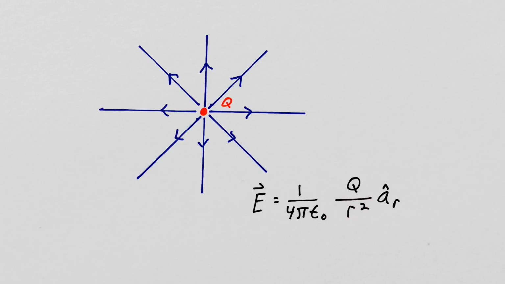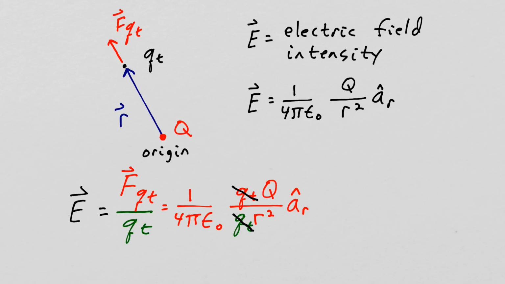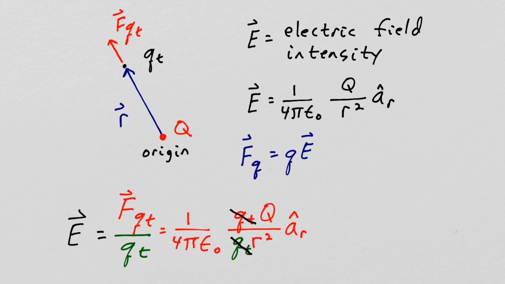If we put any other charge somewhere in space, the electric field intensity will tell us the force that it will experience. So if we come in and put some charge Q at location R, then the force that Q experiences, F sub Q, is equal to Q times our electric field intensity. So multiplying our electric field intensity by Q just gives us back Coulomb's law for the force between two charges when one of the charges is at the origin.